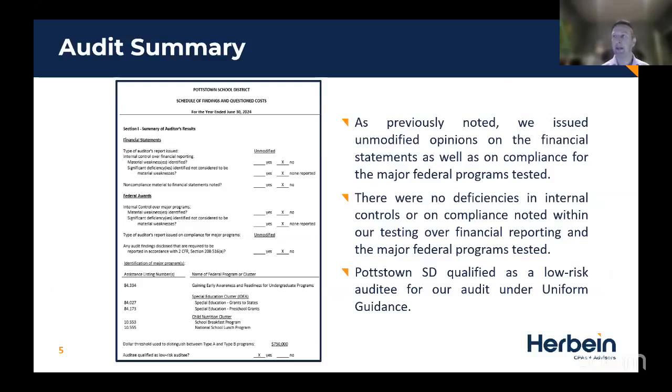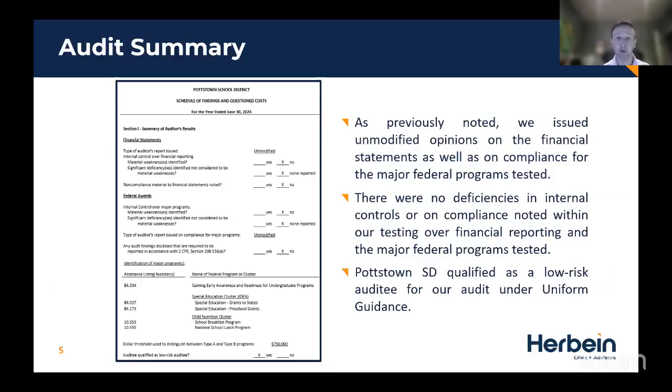This excerpt is a schedule from the financial statements, which gives a nice overall overview of the audit results. Here you'll see those unmodified opinions that were issued, and all the no's and none's reported indicate that we had no internal control findings that needed to be communicated, both over financial statements and federal awards, as well as no non-compliance issues either.